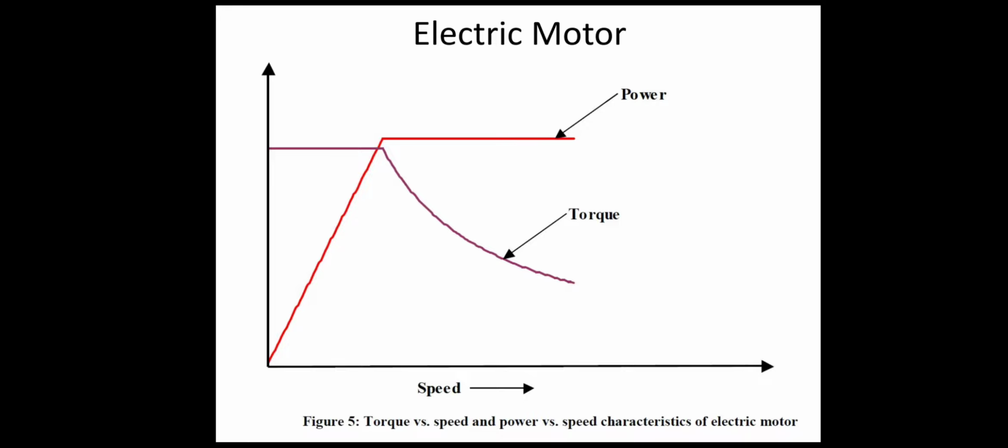Electric motors are ideal for vehicle applications because of the torque-speed characteristics of the motor shown here, that is torque versus speed and power versus speed characteristics. You know the different types of characteristics are available for different types of motor.